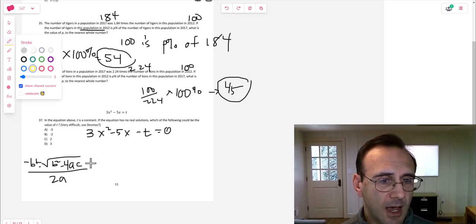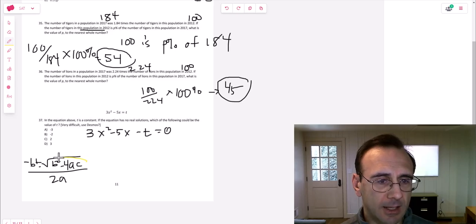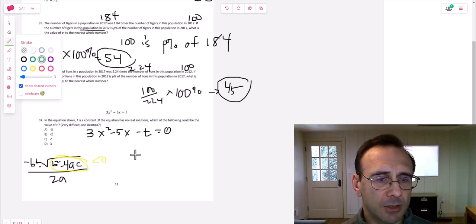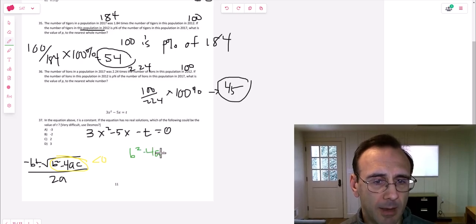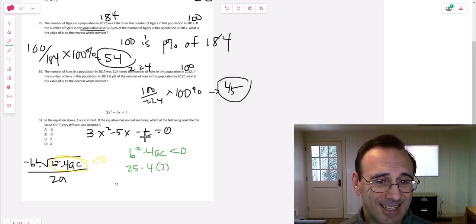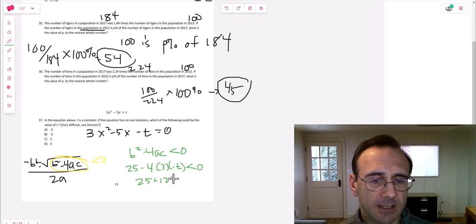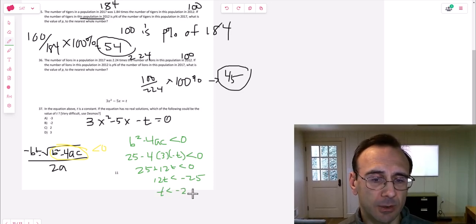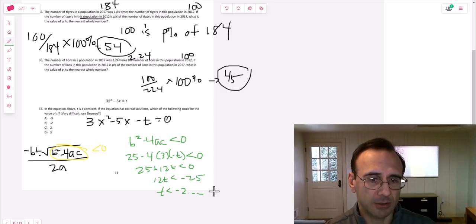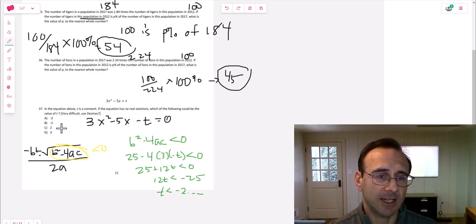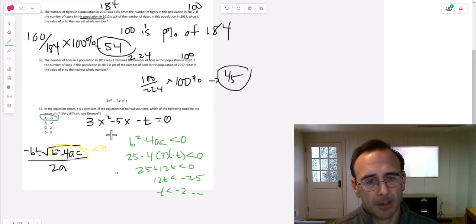When does no real solutions happen? Well, that's when you have imaginary, and that's when the part in the root, the discriminant, is less than 0. So we can create an equation there. B squared minus 4ac, we want to make it negative. B is negative 5. A is 3. C is negative t. Very important. So we get 25 plus 12t is less than 0. 12t is less than negative 25. T is less than negative 2 and change. You don't even have to get the actual value because going to the answers, the only one that's less than negative 2 point something is negative 3. So a lot of times you can estimate.